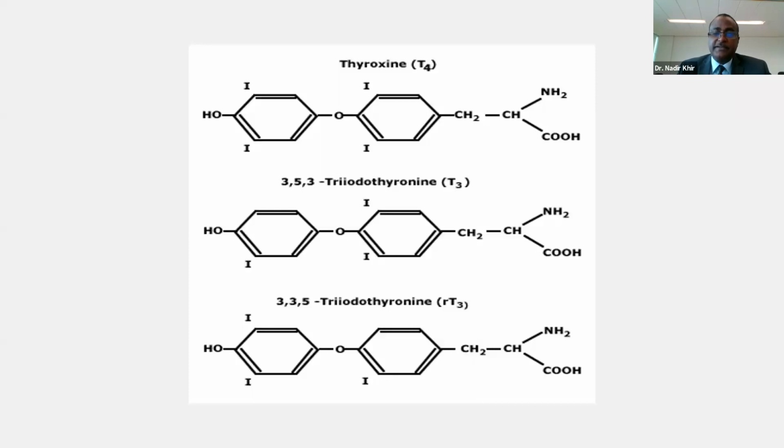If it loses the iodine in one ring, 3, 5, 3, that's a T3. But if you lose the iodine in the other ring, then it becomes 3, 3, 5. That's a reverse T3, and that's an inactive form of T3. And usually we see that in sick euthyroid, like patients in the ICU, critical care. Sometimes they will not produce the active form of T3, they'll produce the reverse T3.